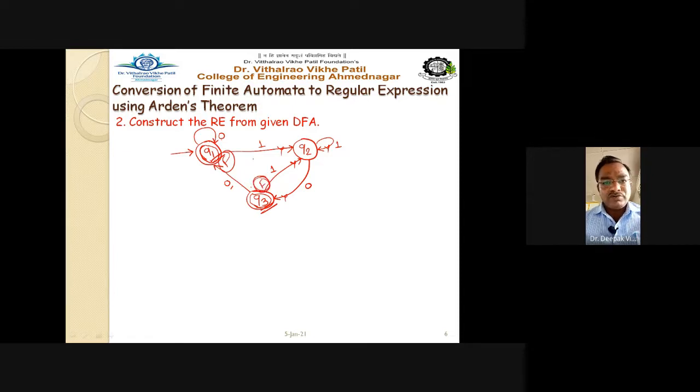So what we have to do here is take the union of the two state equations. We have to find the state equation for Q1, find the state equation for Q3, and make the union of these two final states, to find the RE for the complete automata. So let us see step by step.